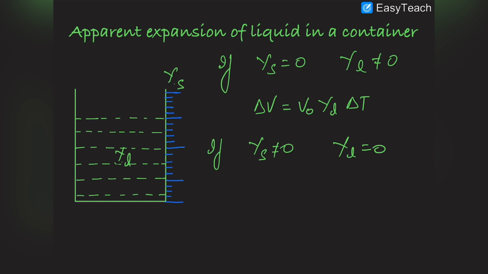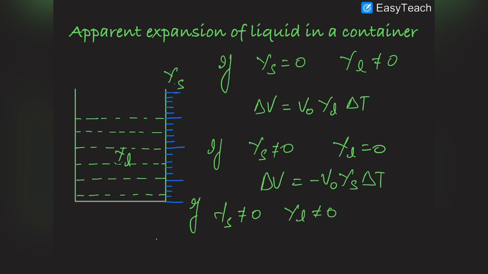So therefore we can say that the decrease in reading of the volume will be minus V naught gamma S delta T, where gamma S is the volumetric expansion coefficient of solid. Now, obviously we have to study the case in which both are not 0. So, if gamma S is also not equal to 0 and gamma L is also not equal to 0, then the total net delta V will be V naught into gamma L minus gamma S delta T.